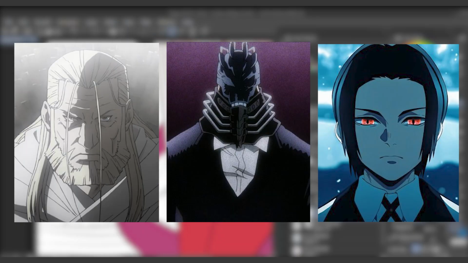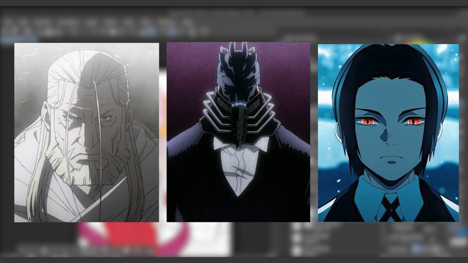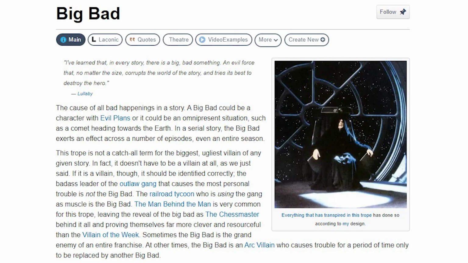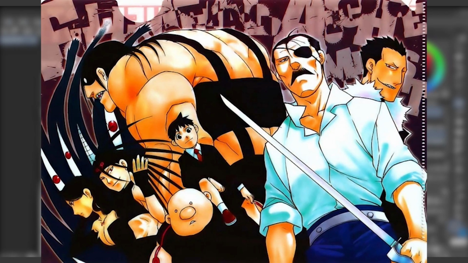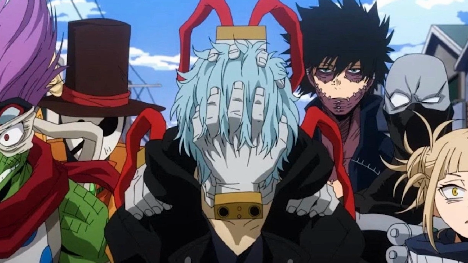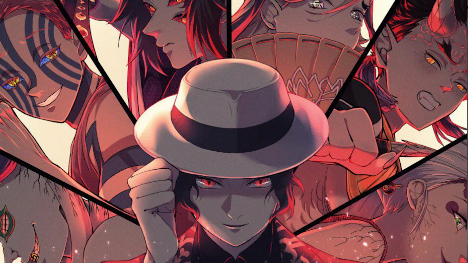Think of antagonist characters like Father from Fullmetal Alchemist Brotherhood, All For One from My Hero Academia, and Muzan from Demon Slayer. All 3 of these characters serve as the big bad or the main antagonist in their respective series. Minor antagonists, known as arc villains, include the homunculi from Fullmetal Alchemist Brotherhood, the League of Villains in My Hero Academia, and the demons in Demon Slayer. They serve under their respective series' main antagonists.